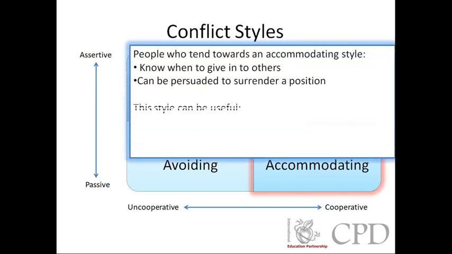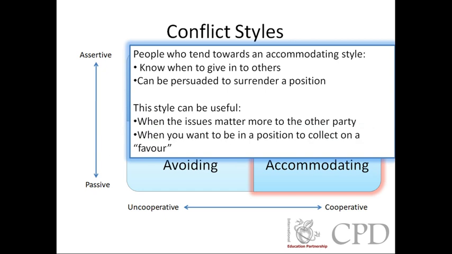And finally, people who tend towards an accommodating style know when to give in. They're very cooperative and fairly passive under these circumstances, so they can be persuaded to surrender a position. This style can be useful when the issues are more important to the other person or where you want to be in a position to collect on a favour, but I would suggest using this conflict style requires you to very much know where your boundaries are and to stand slightly more assertively for what you require.